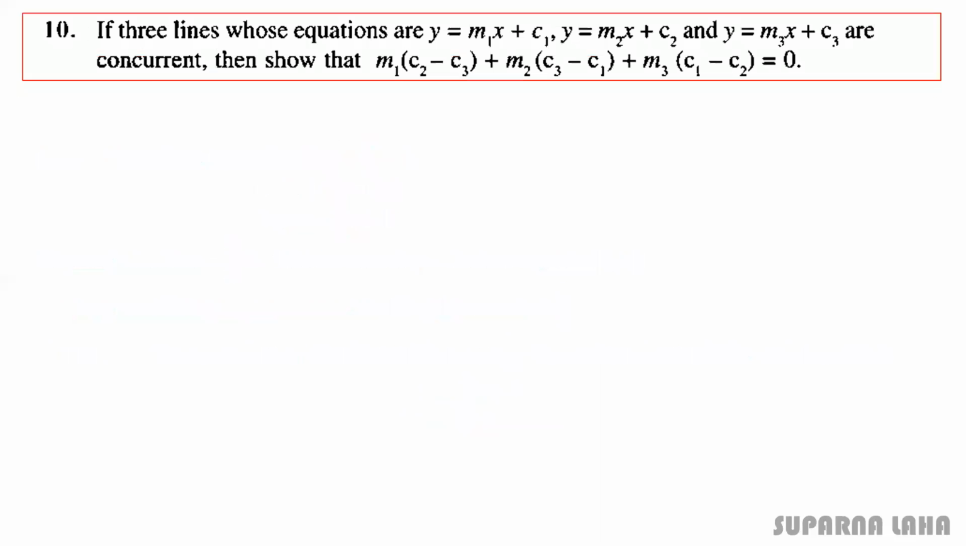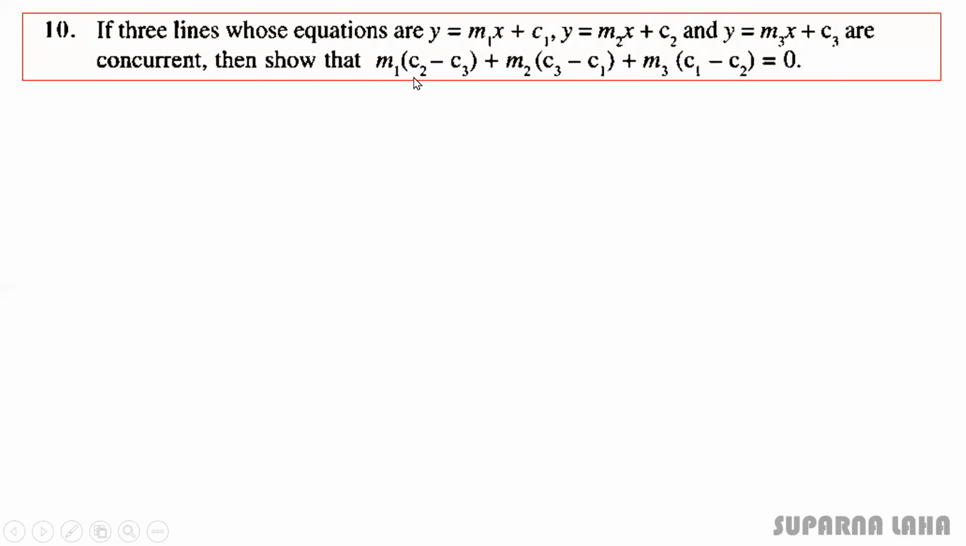So moving to the next question. If three lines whose equations are given, y equals m1x plus c1, y equals m2x plus c2, y equals m3x plus c3, are concurrent, then show that this equation equals 0. You need to show it. Okay, you need to prove this condition.